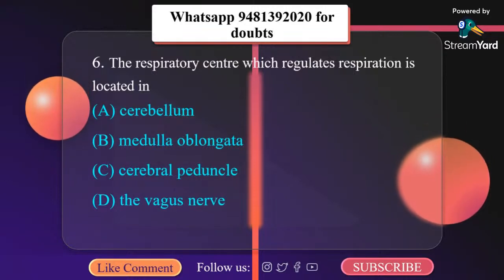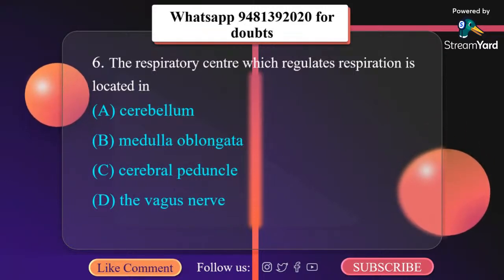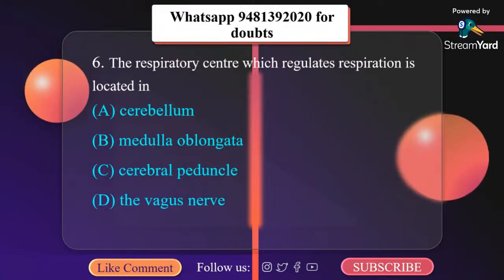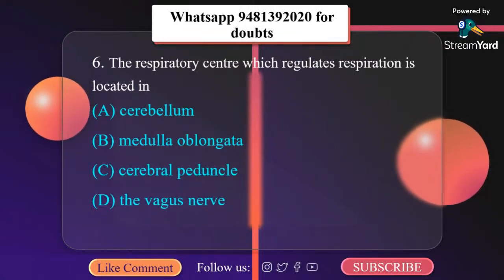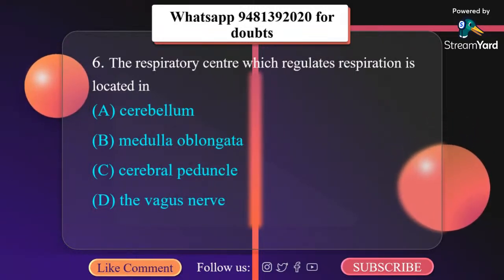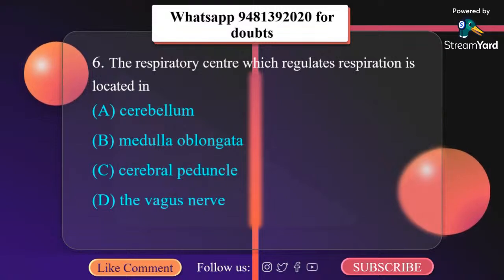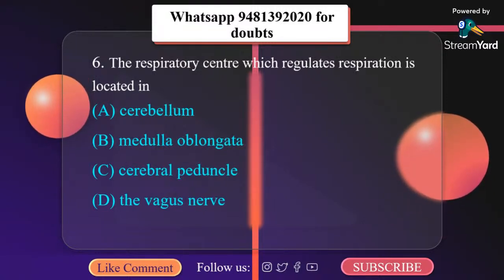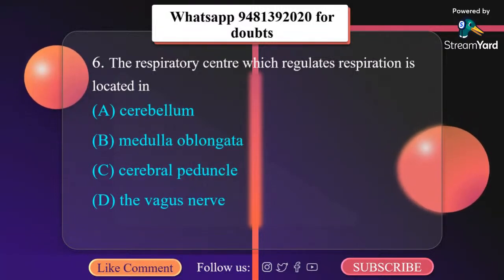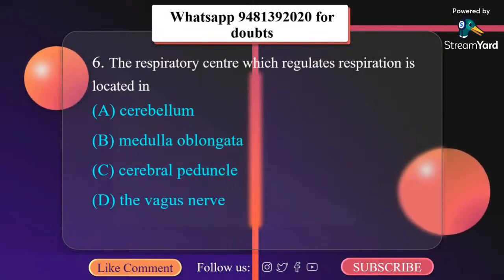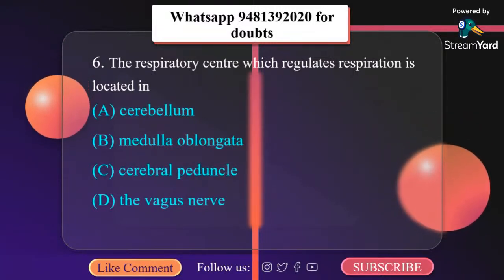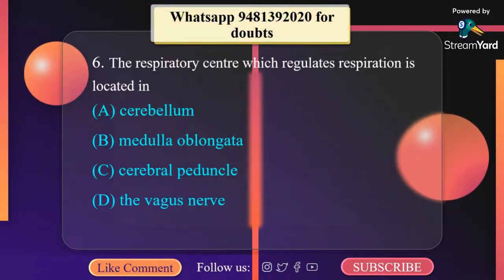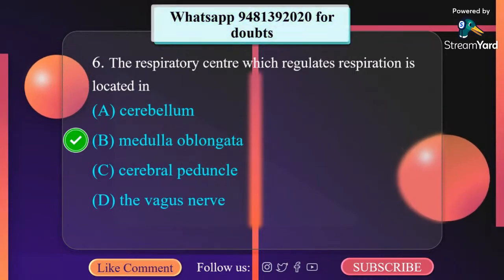The dorsal group of neurons located in the dorsal portion of medulla oblongata regulates inspiration, and the ventral group of neurons located in the ventrolateral part of medulla oblongata regulates both inspiration and expiration. So the correct option here is medulla oblongata.